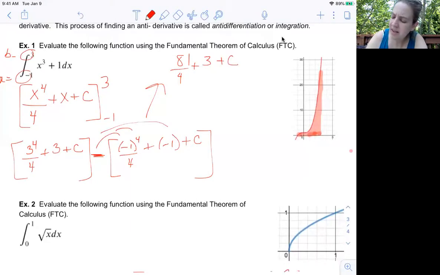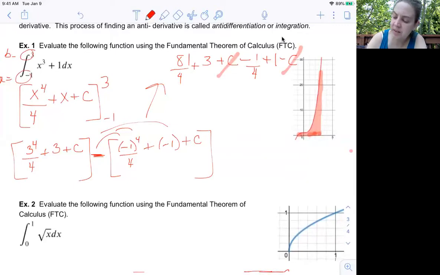-1 to the 4th is a +1 over 4, but I'm going to distribute that negative, so it's a -1/4. -1 with a distributed negative becomes +1, and positive c becomes a -c. So when you're looking at this problem, what you have to ask yourself is what happens with c? I have a positive c and a negative c. Those cancel out. And then we add the other pieces together.